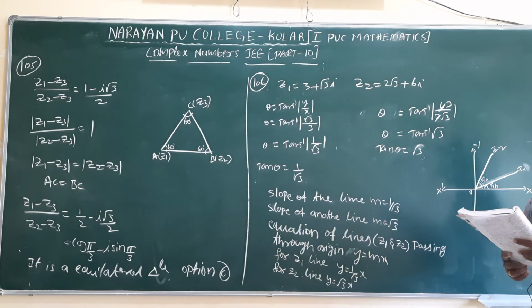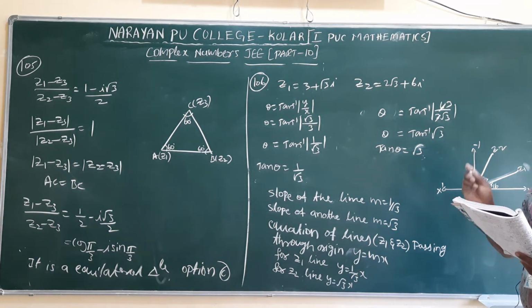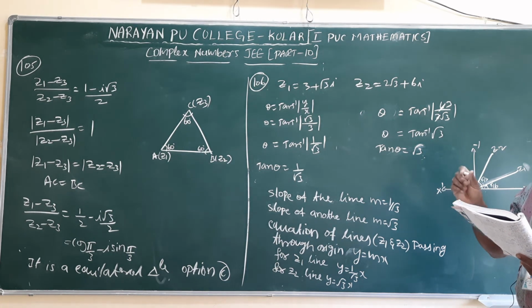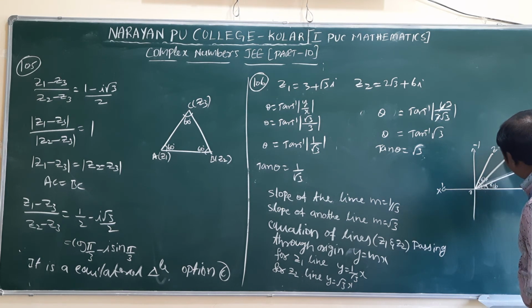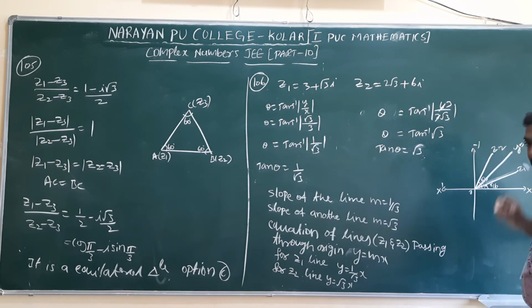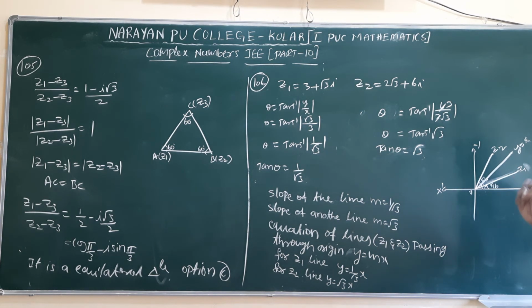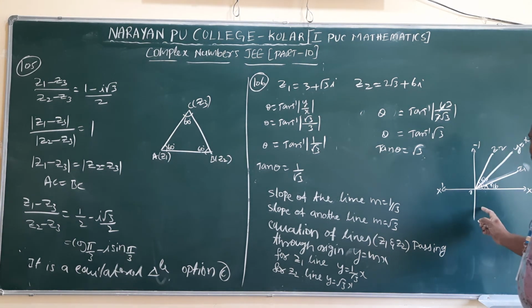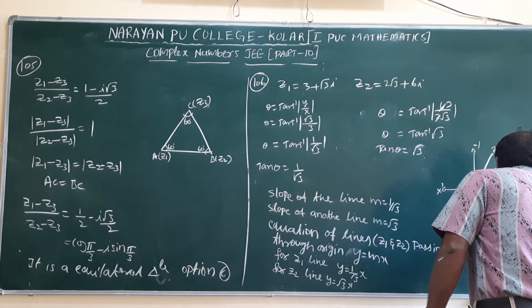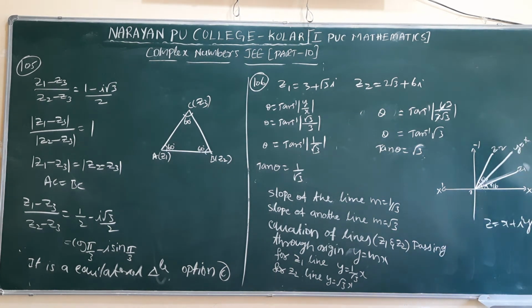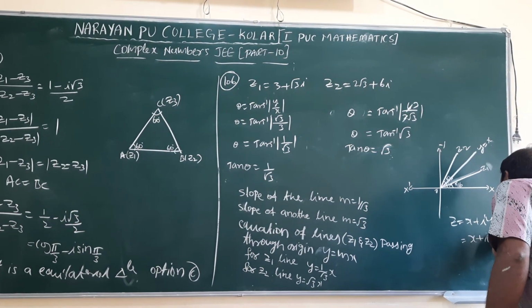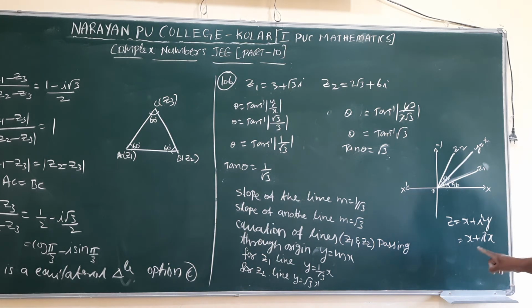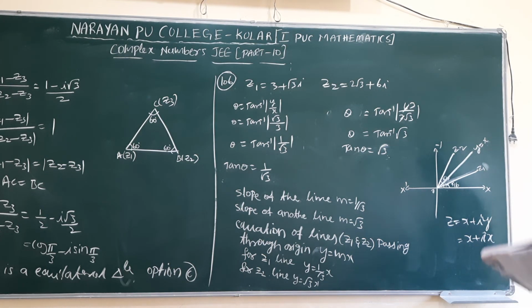Then they have given the question: the complex number lying on the bisector of the angle formed by the vectors Z1 and Z2. The bisector line is like this, and we get the equation y is equal to x, at an angle of 45 degrees each. Now we already know that z is equal to x plus iy. Since y is equal to x, both are equal, so x plus ix. Then both have to be the same.